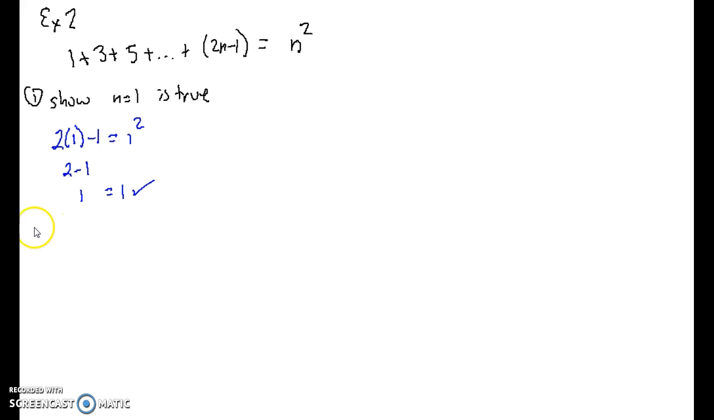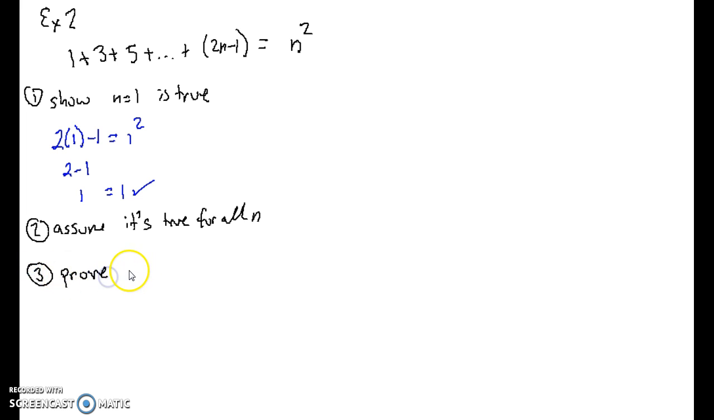Easy. Step number 2, we are going to now assume that it is true for all n, right? So it'll be true for 2, 3, 4, 5, all of that stuff. So now, step number 3, prove n plus 1 is true.